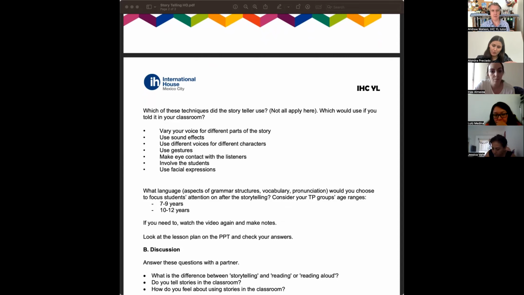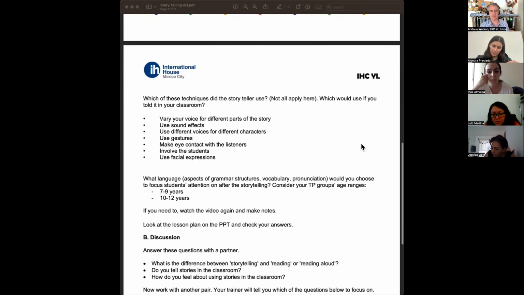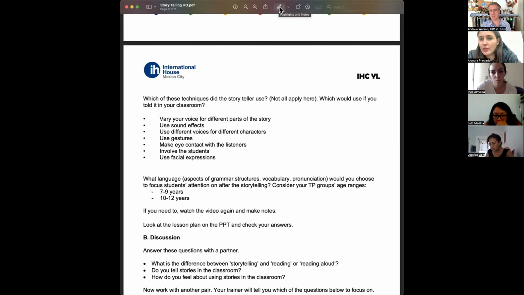Now, which of these techniques did the storyteller use? Not all apply here because we didn't see the storyteller, right? But what do you think is a good idea when telling a story? Let's put a tick. Vary your voice for different parts of the story. Do you think that's a good idea? Yeah, I reckon.